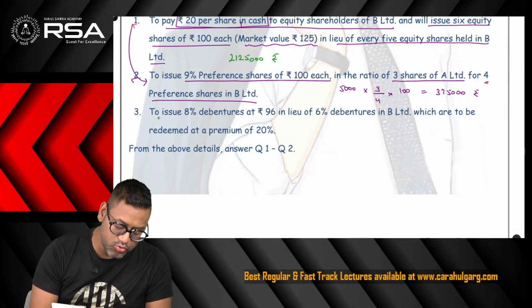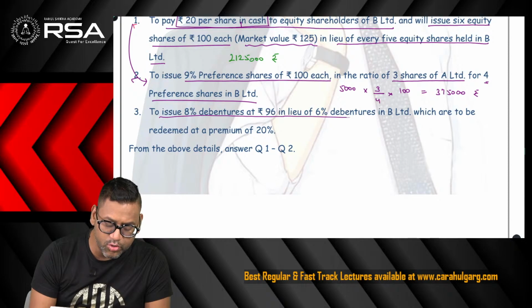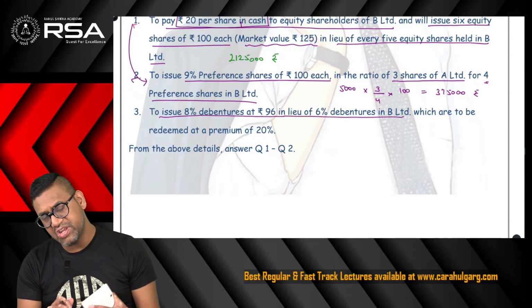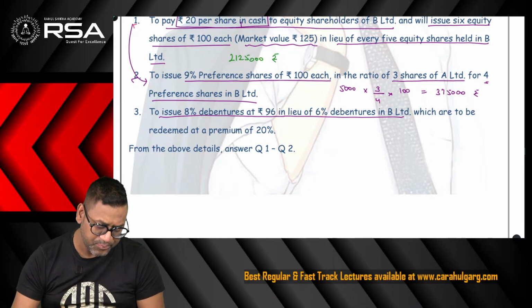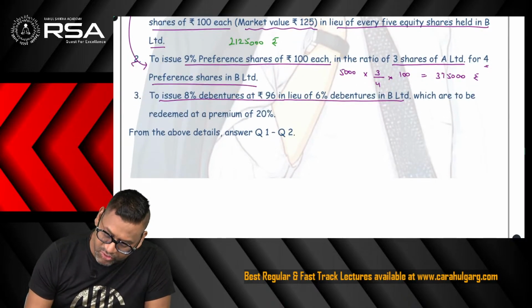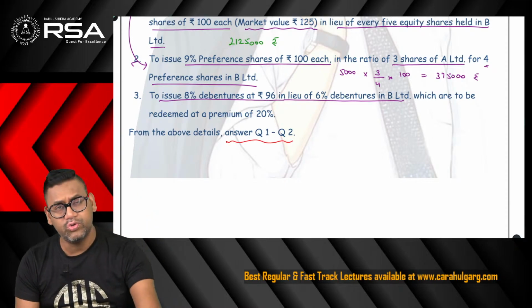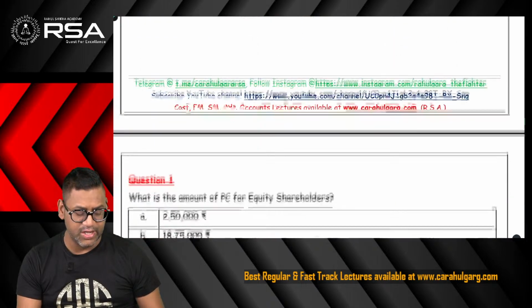Then the question says to issue 8% debentures at 96 in lieu of 6% debentures. So debentures are being given to the debenture holders of B Limited. We know that this is not part of PC. Anyhow, let us see what it says. From the above details, answer questions number 1 to 2. So there are 2 questions based on this case scenario.